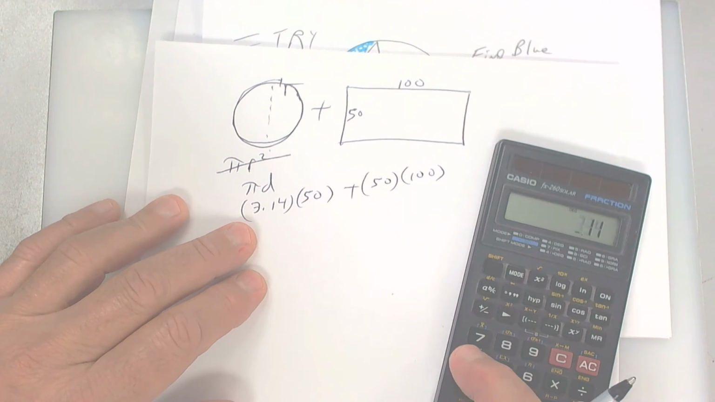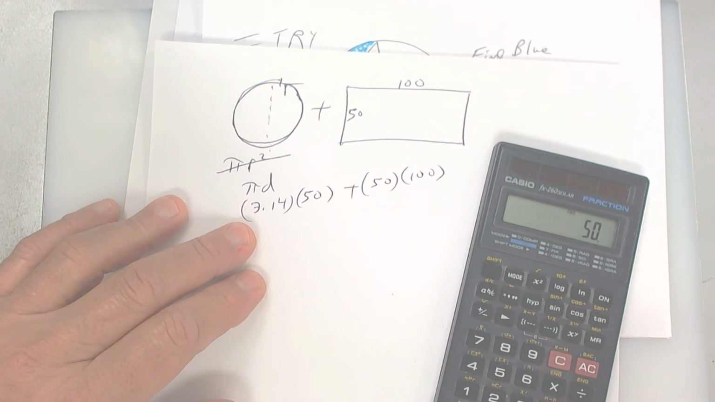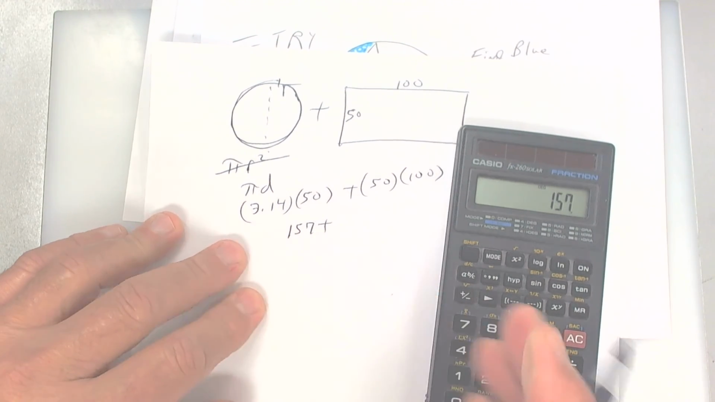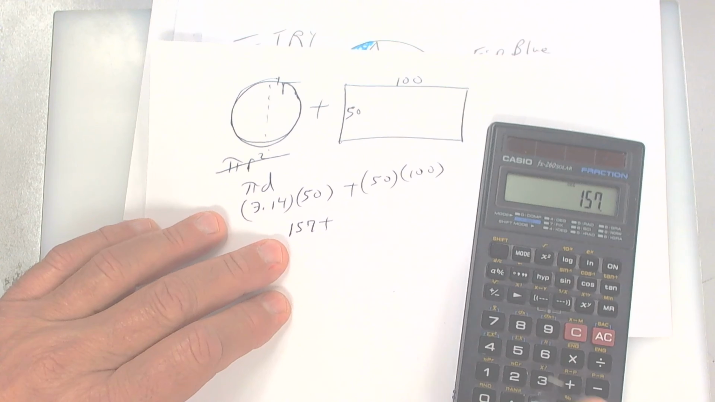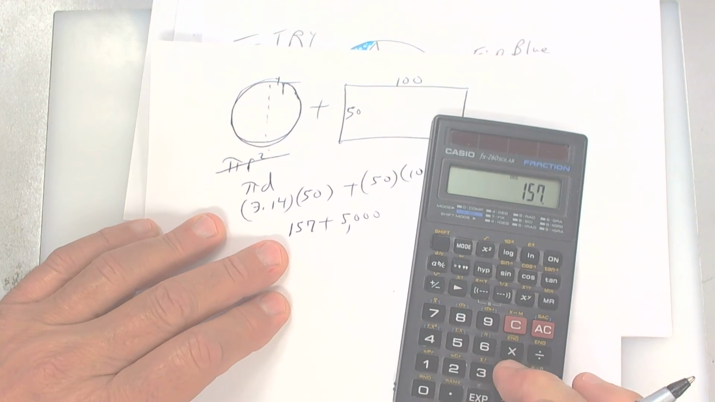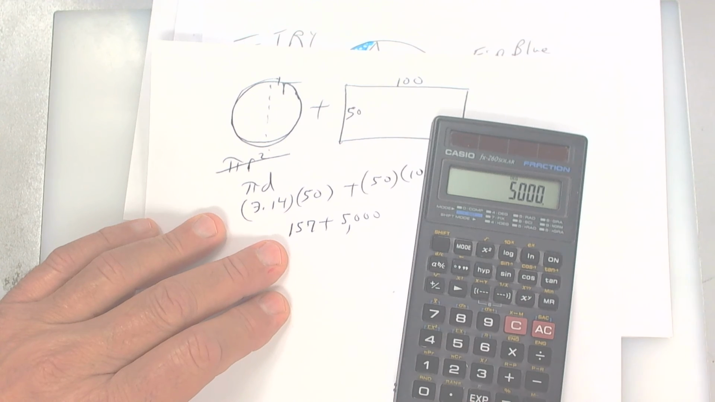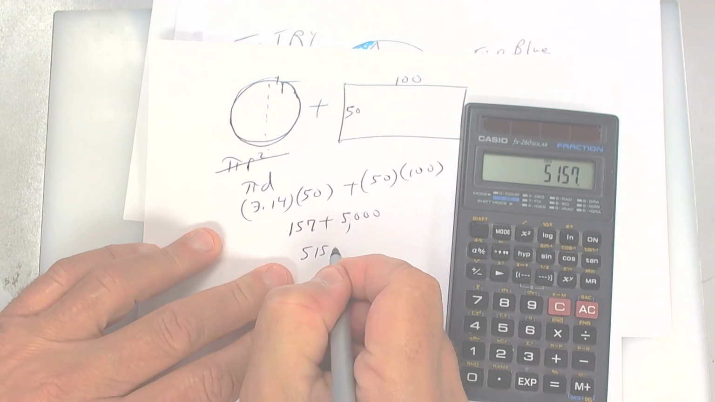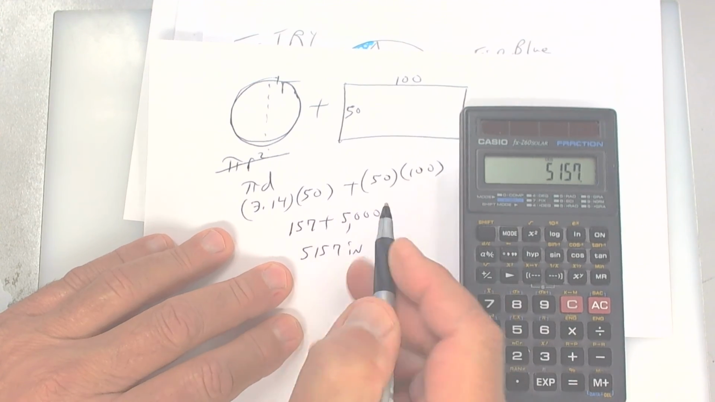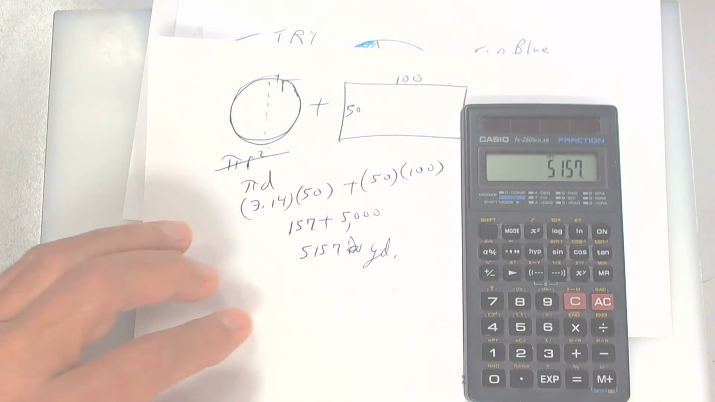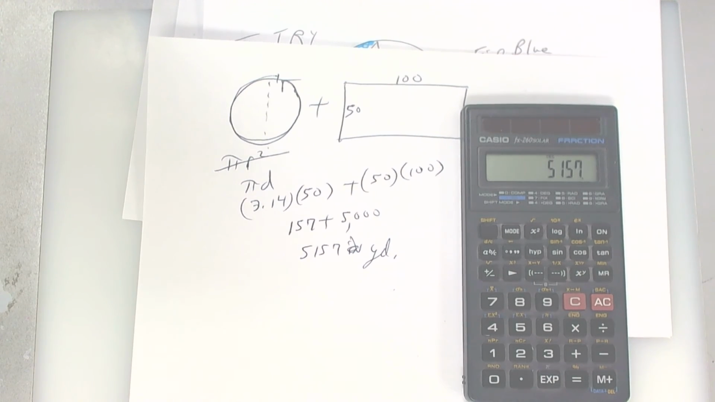So 3.14 times 50, press equals. I get 157 here. This one right here, I get 50 times 100 is 5,000, I think that is. So I'm going to add 5,000, and whatever I get is my answer. So I get 5157, and this is inches because you're running around, or feet, or yards, or whatever you want to call it. Okay? There it is.